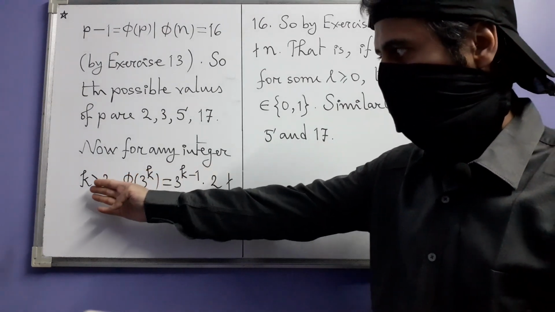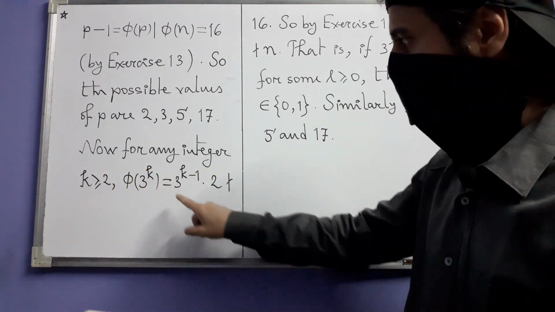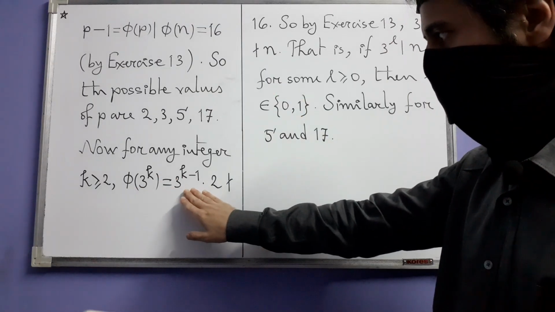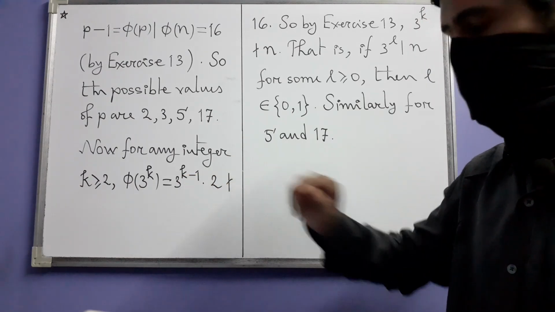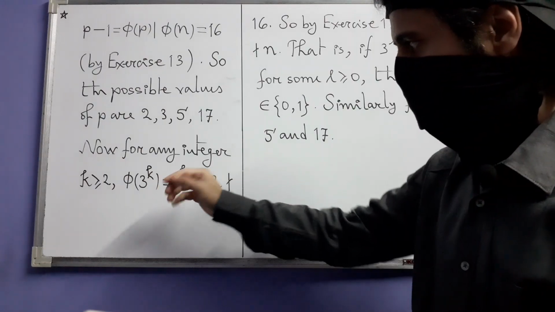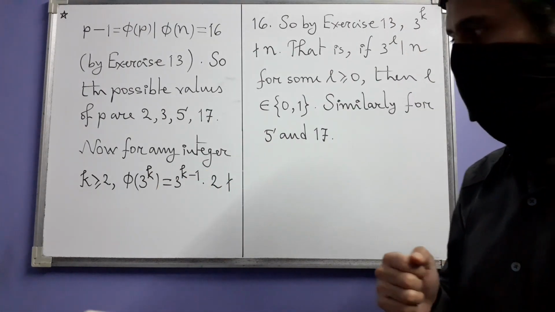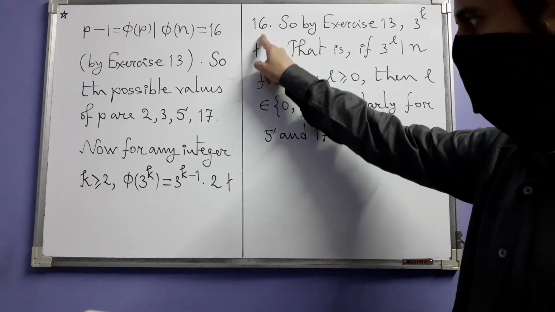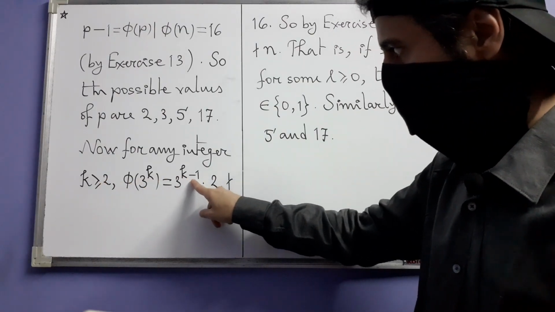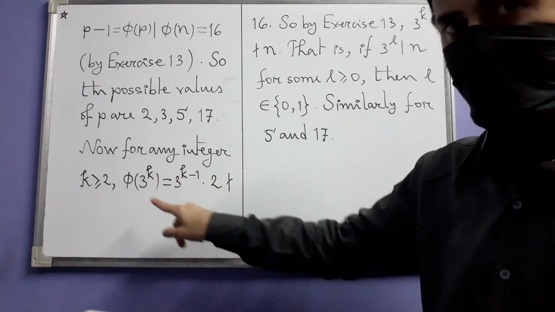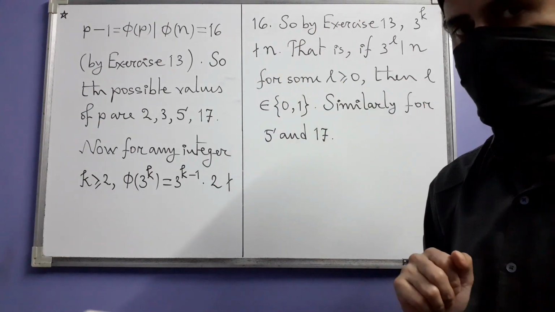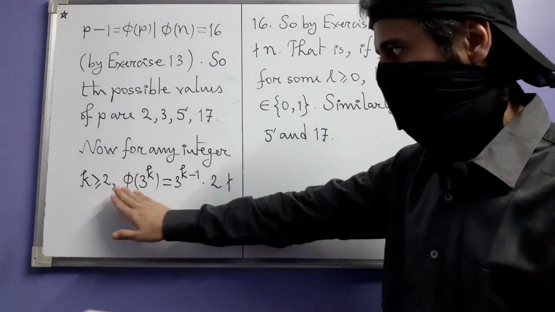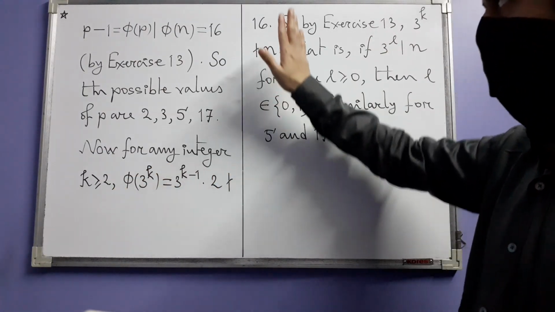Now consider any integer k at least 2, and you take this value phi of 3 to the power k. Using the usual phi formula, that turns out to be 3 to the power k minus 1 times 2, because this times 1 minus 1 divided by 3, which turns out to be this. But this of course does not divide 16, because there will be some positive exponent here. So 3 is available here, and 3 of course does not divide 16. But what is 16? 16 is phi of n. So for such a k, phi of 3 to the power k does not divide phi of n.